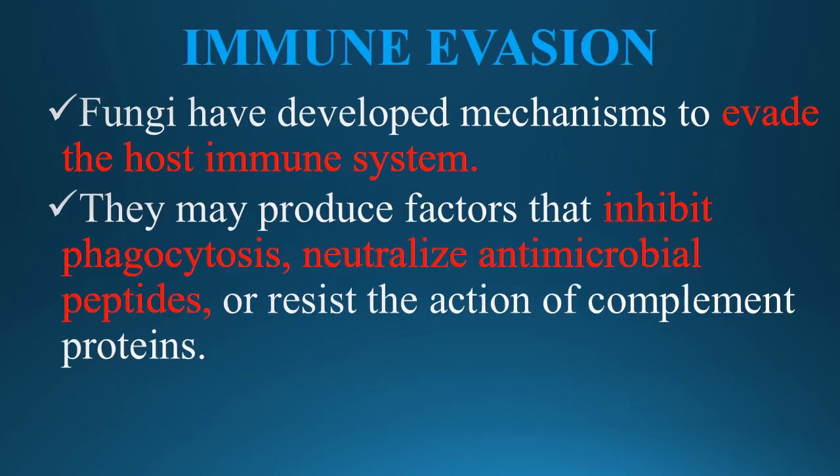Immune evasion. The antigenic variation of some fungi can change their surface antigen, making it challenging for the immune system to recognize and mount an effective response. They may have developed a mechanism to evade the immune response. They may also produce factors which inhibit phagocytosis, neutralize antimicrobial peptides, or resist the action of complement proteins. Immune suppression involves the fungi also producing substances which suppress the host immune response and allow them to persist and avoid elimination.